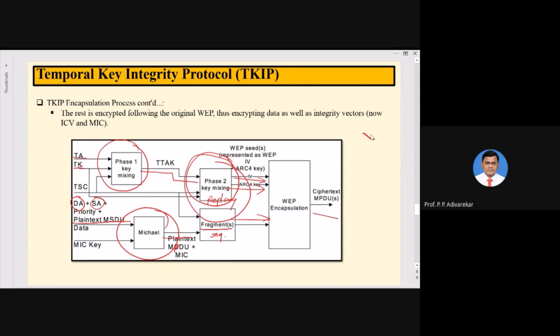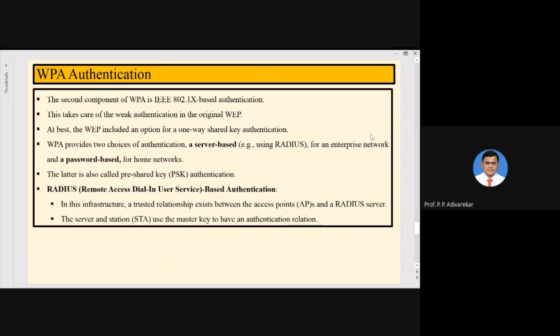Okay, the second component. Now this was regarding the encryption. We have seen how the encapsulation is done. So now let's see how the authentication happens. The second component of WPA is the 802.11x based authentication. Now this takes care of the weak authentication in original WEP.